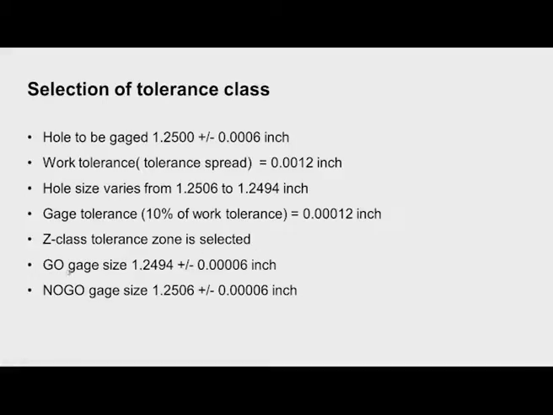So now the GO gauge size will be equal to, now the GO gauge is made to check the lower size of the hole, and the lower size of the hole is 1.2494 inch, plus the gauge tolerance is to be added, that is 0.0006 inch.